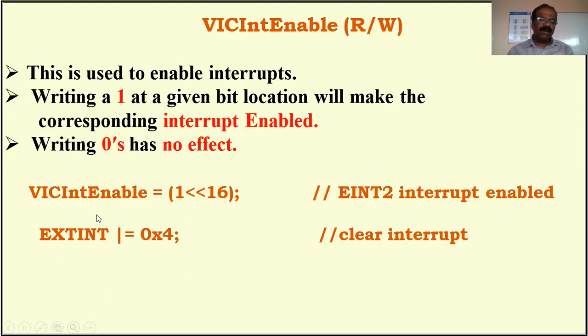There will be one more statement to clear the interrupt, after servicing the request. After servicing the request, we have to clear that particular request. That is the main purpose of this. We know the binary equivalent of 4 is 0100. So the first bit is 0, the second bit is 0, the third bit is 1. Therefore, if you write this data, it's going to clear the EINT2 interrupt. It's another very important step.